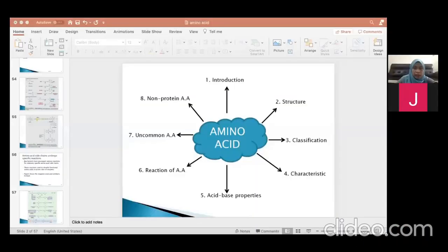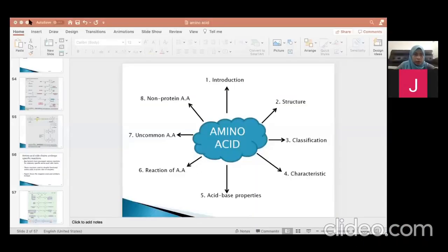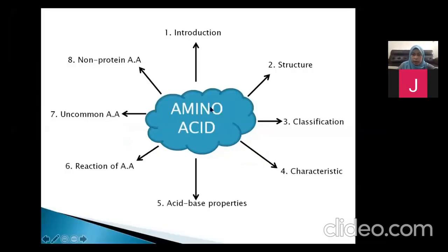About amino acids. We're going to finish this amino acid topic. So we're done with the introduction, and then a little bit of the structure of amino acid. How does the basic structure of amino acid look? And then we have gone through the classification of amino acids and then characteristic.